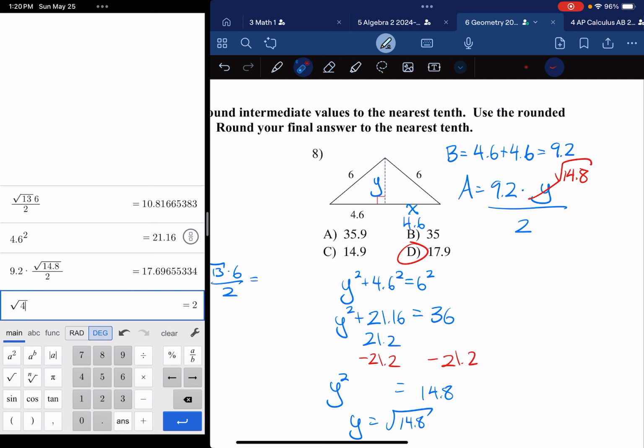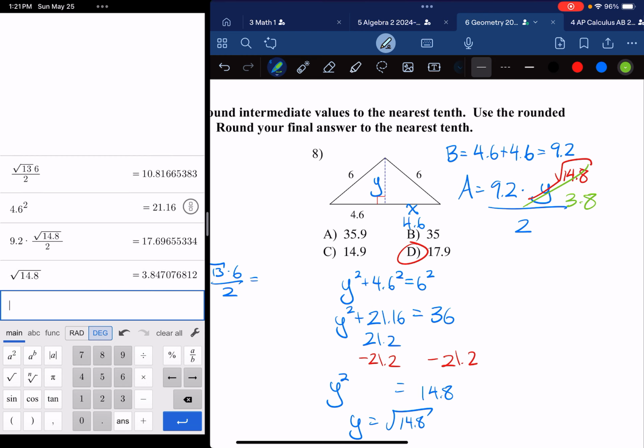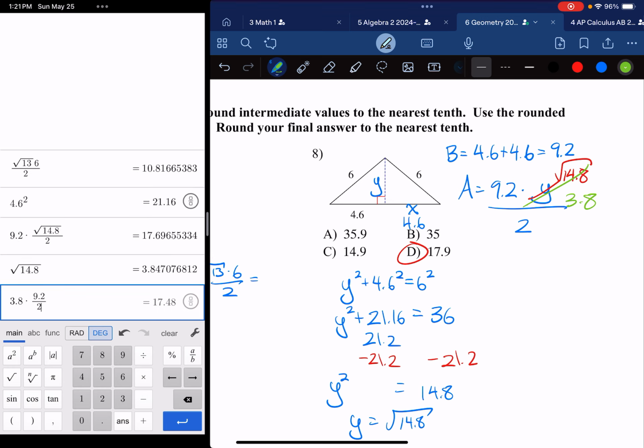If I take the square root of 14.8, that's 3.8. So let's call that one 3.8 instead. Let's see what happens if I do 3.8 times 9.2, then divide by 2: 17.5. Wow, that's crazy how much rounding really makes your answers off. I don't know where they're getting 17.9 exactly from. It really depends on where you're rounding in your steps.